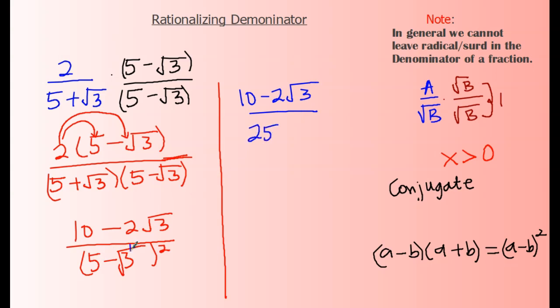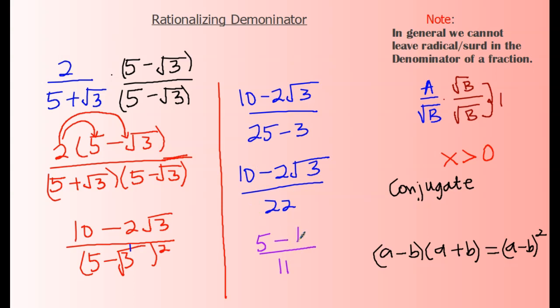Then we square that and remove the 3. So here we got 22. So we got 10 minus 2 root 3 all divided by 22. We can simplify here. 2 can go everywhere. 2 goes here, 11. 2 goes here, 5 minus root 3, and that is the final answer.